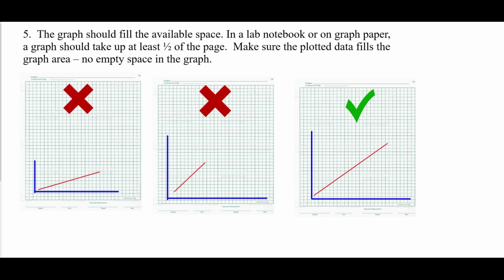So for example, if this first one was turned in, I would put a mark like this, meaning that it didn't reach the half page mark. Here the axes are half page, but the data doesn't fill it, and so I will do something like this to show. Here we have a graph that's half the page, and the data is spread out on the graph.